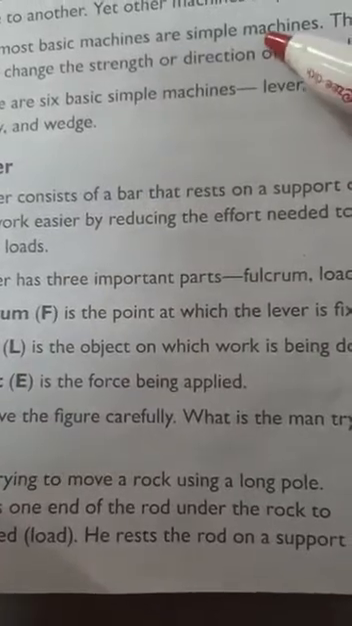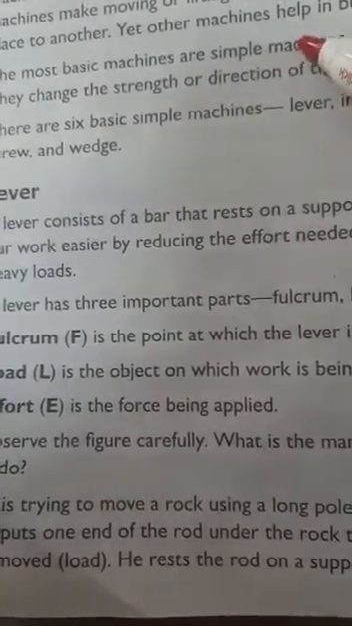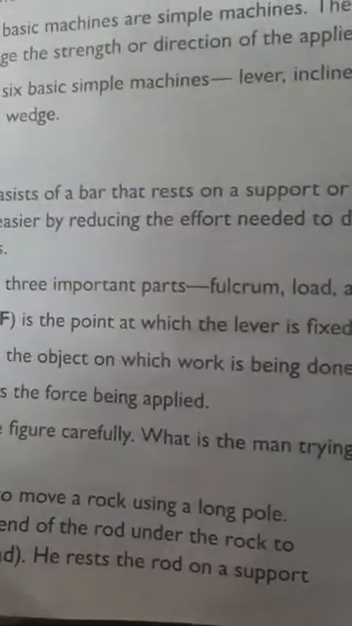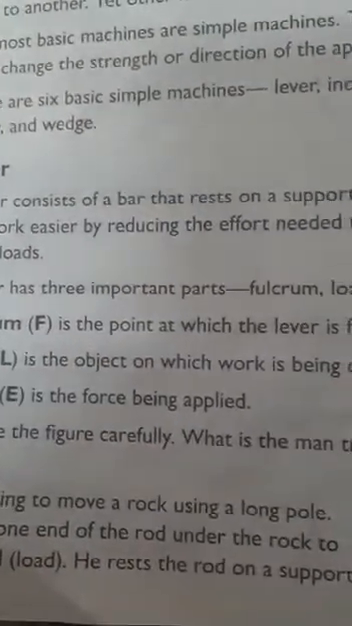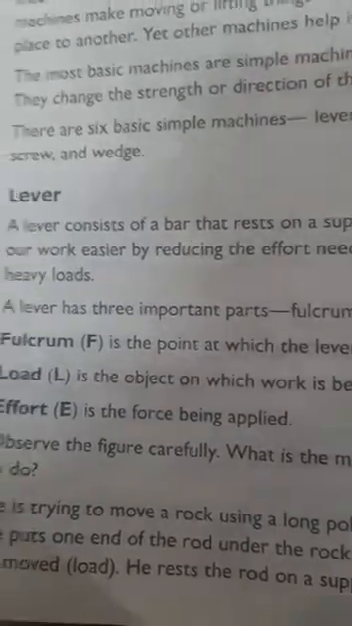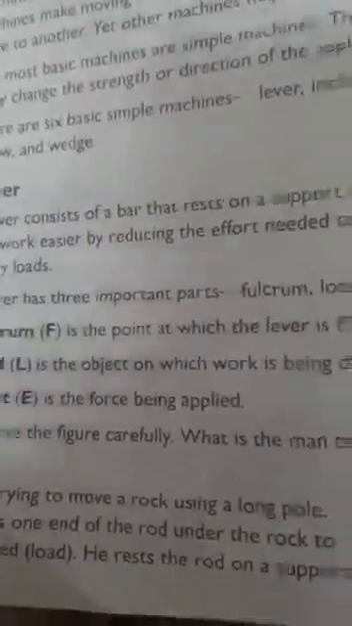Some machines make moving or lifting things easier. To lift some heavy weights, we use machines. Other machines carry people from one place to another place. Yet other machines help in building or making things. So we use different types of machines in our daily life.